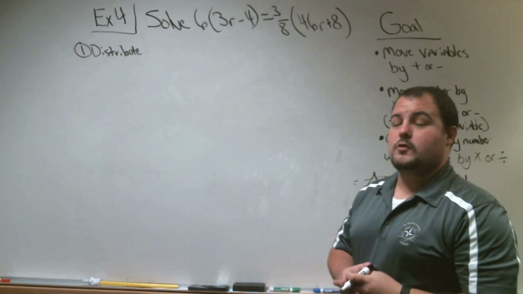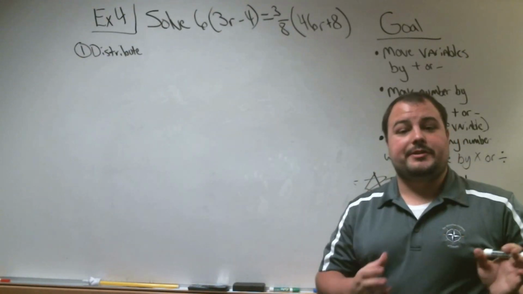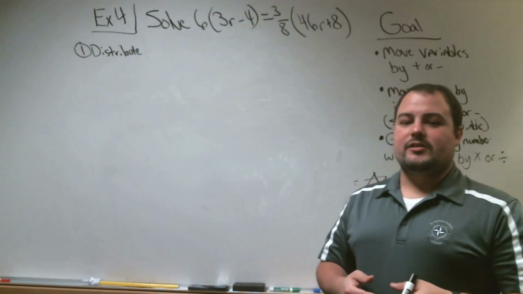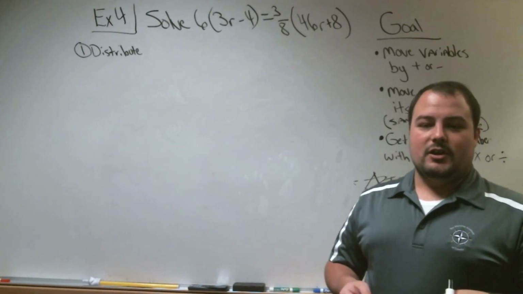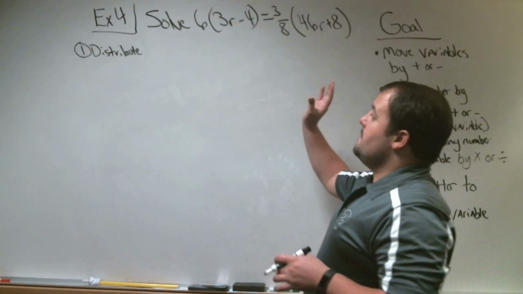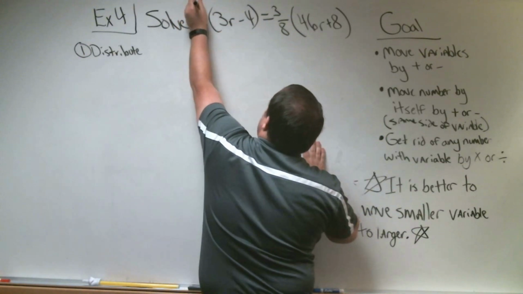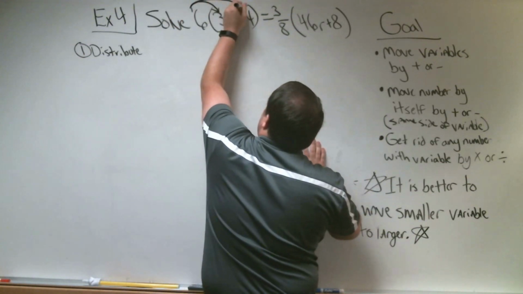All right, so in example 4, we're going to be solving another problem that deals with numbers outside of parentheses. So we're solving problems again by our second goal with grouping symbols and variables on both sides. So we're going to first step distribute. The number on the outside is going to multiply to each number on the inside.